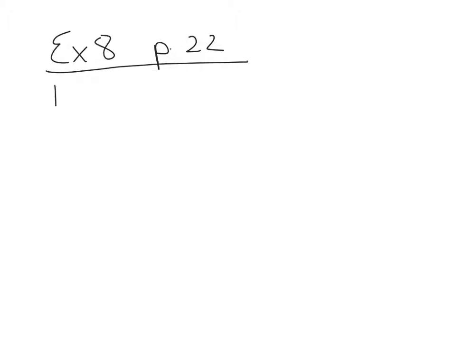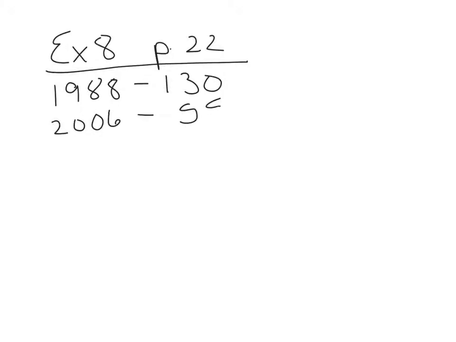All right, example 8 is another word problem. If you're following along, it's on page 22. It says, in a certain university, the number of students who majored in mathematics in 1988 was 130. So I'm going to write this data again. In 1988, the number of students was 130. By 2006, only 55 students majored in mathematics. Find the slope and explain the meaning of the slope.